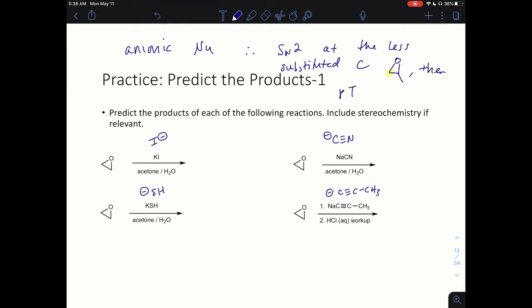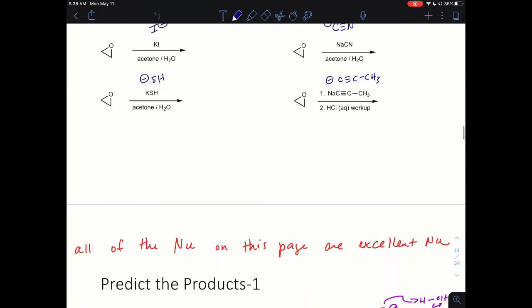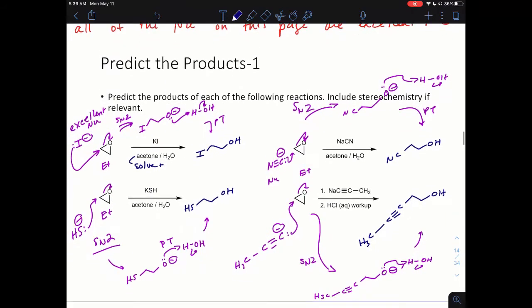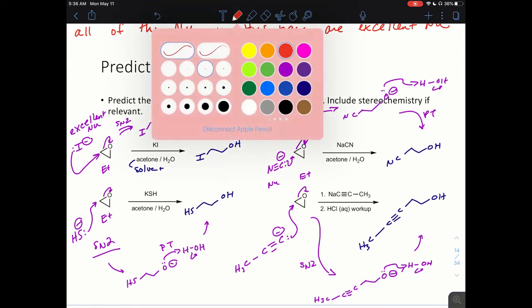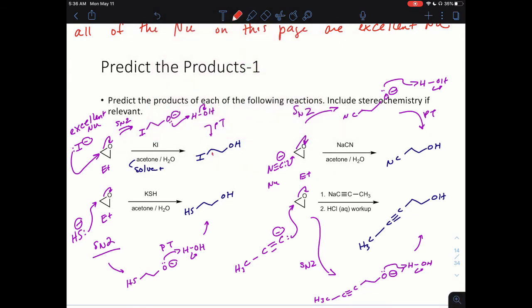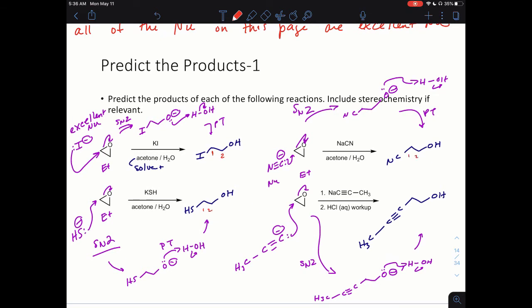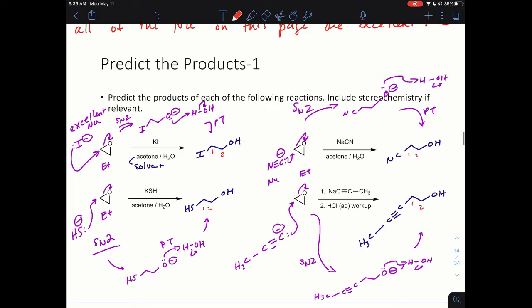Okay, so let's go ahead and look at the answers. So I have all the mechanisms drawn out. Every time it'll be SN2, proton transfer, SN2, proton transfer, etc. For the products, you will see this 1-2 relationship of the new bond to the nucleophile and the original hydroxyl from the epoxide.